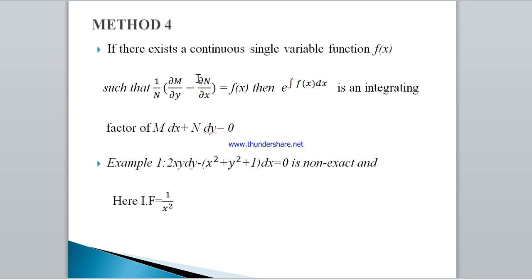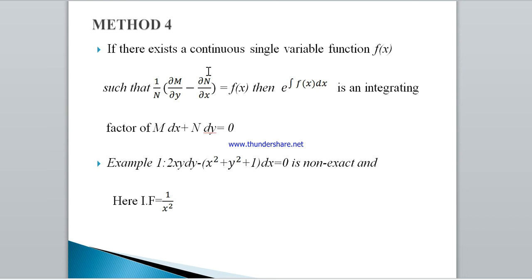So first, the fourth method procedure: if there exists a continuous single variable function f of x such that 1 by N into (∂M/∂y minus ∂N/∂x) is equal to f of x, then e power integral f of x dx is an integrating factor of M dx plus N dy equal to 0. We consider this method if the equation is non-homogeneous and non-exact, and it is not in the form of y into f of xy dx plus x into g of xy dy equal to 0; then directly we can go to the fourth method.